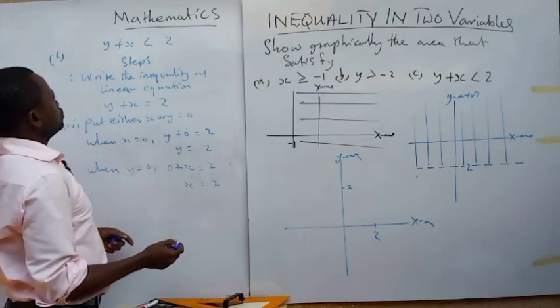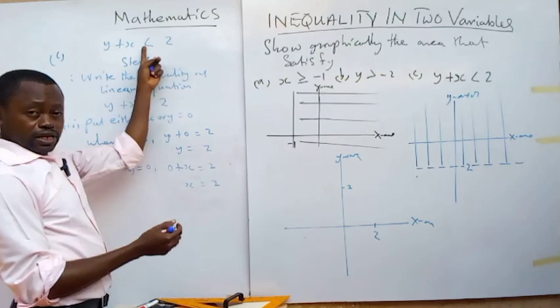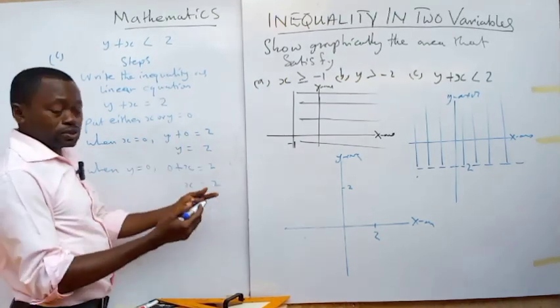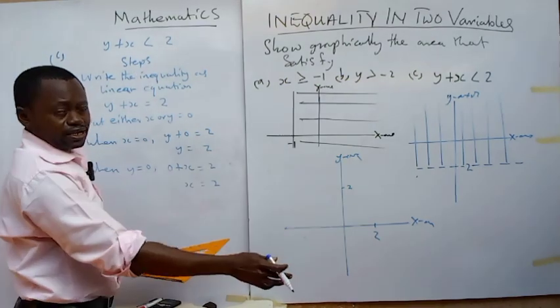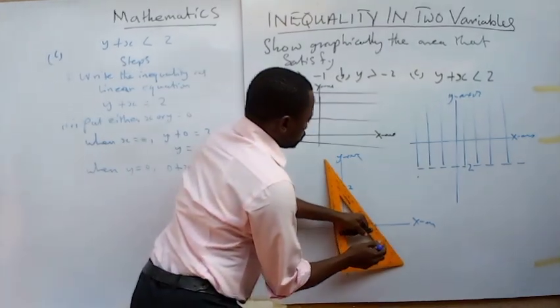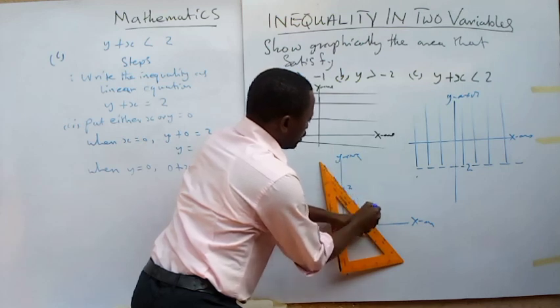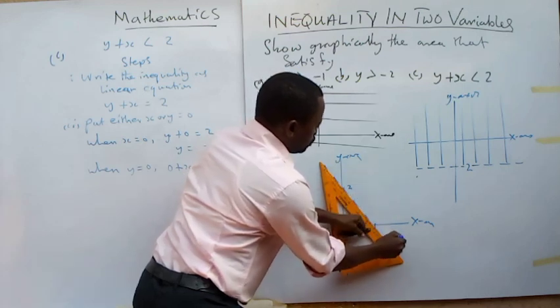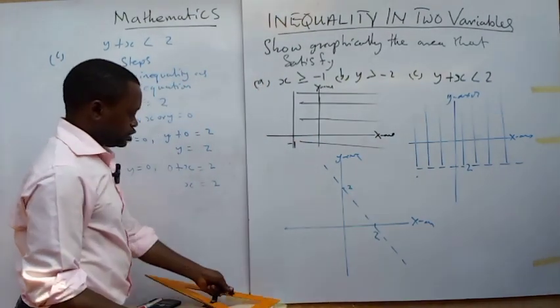Now go back here and check the inequality sign. It's less than, and you know what I told you, that we are going to use dotted lines. If it is less than or equal to, we will use thick lines to separate the region that satisfies that. So I'm going to use dotted lines. I have demarcated the region that satisfies the inequality and the region that does not satisfy it.